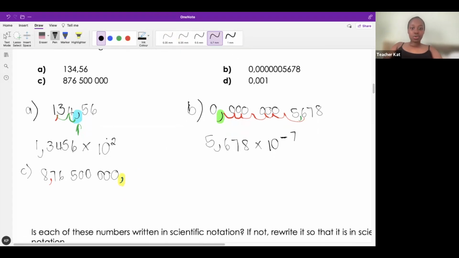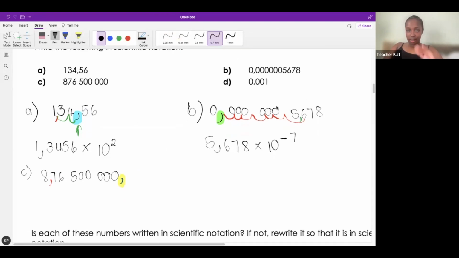Okay, so who said it? We want it to be after the 8, so it's going to be 8, comma 765 times 10. Now, if it's over here and it's going there, is it moving left or right? It's moving left, which means my exponent is going to be positive. I don't have to write a plus. It's just a positive number.